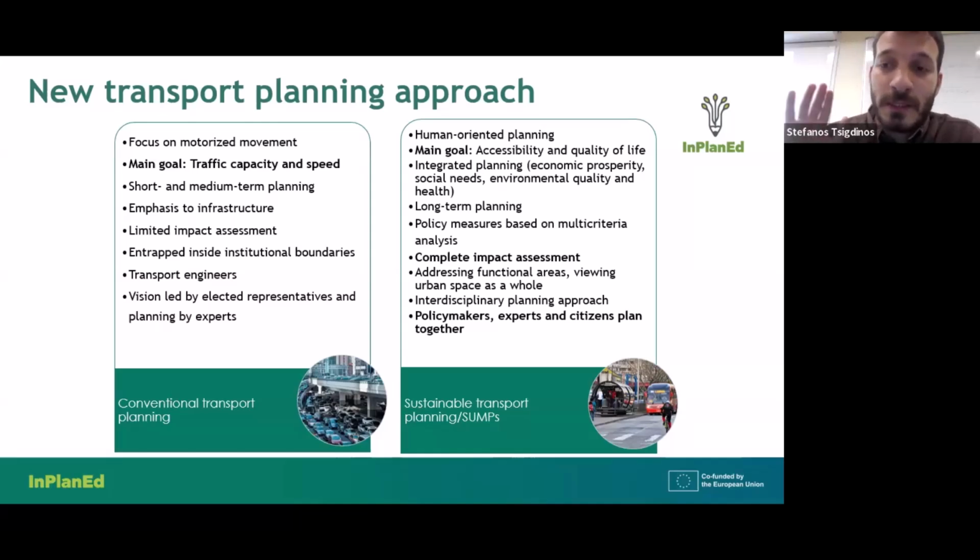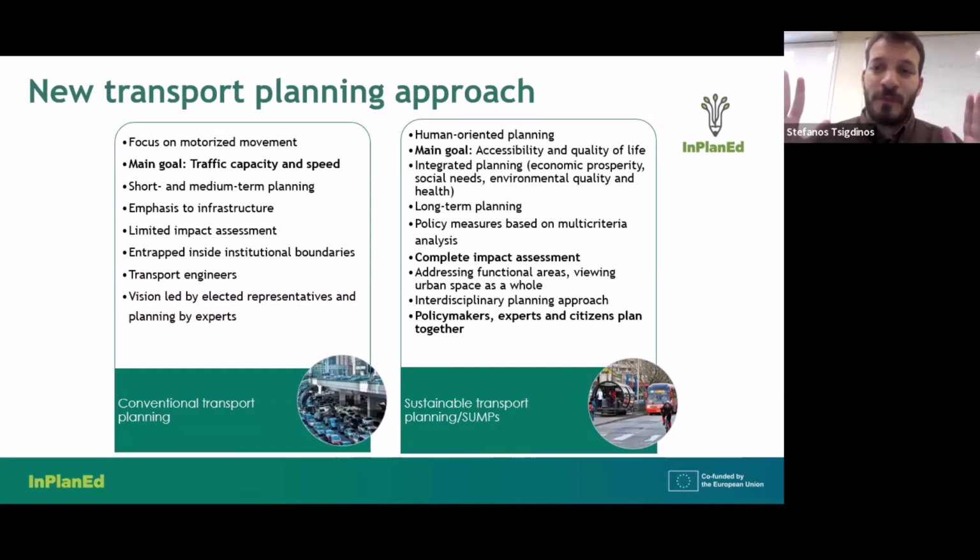Its main goal, this kind of conventional approach, was to operationalize traffic capacity and speed, to promote the motorized and especially car movement. And also the vision was led by the representatives and led by the experts. And it was a top-down approach.